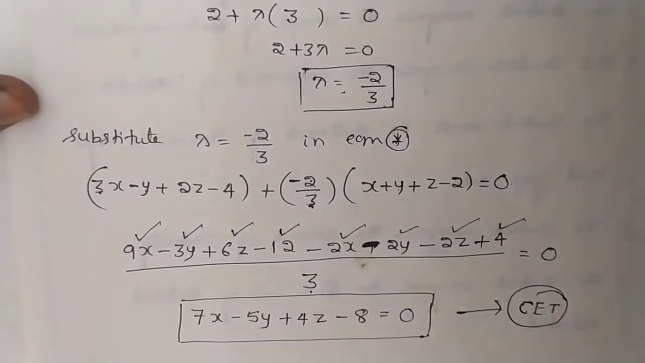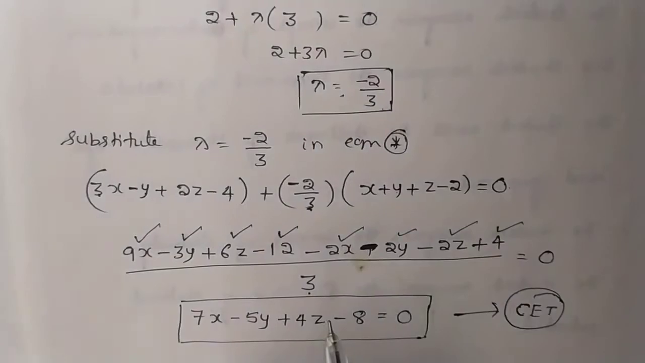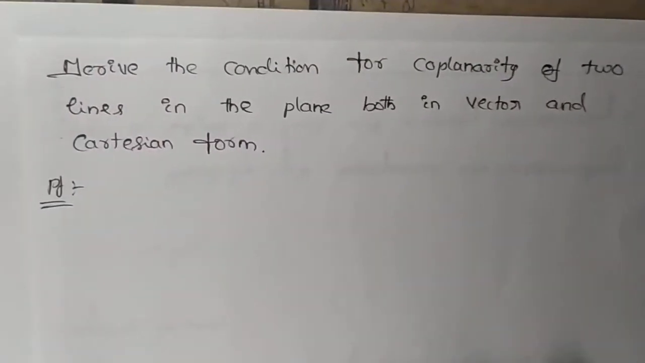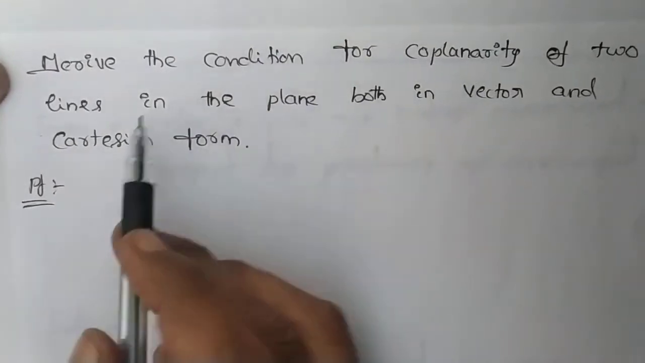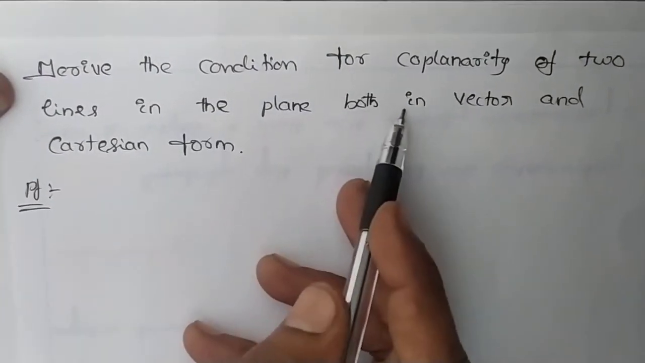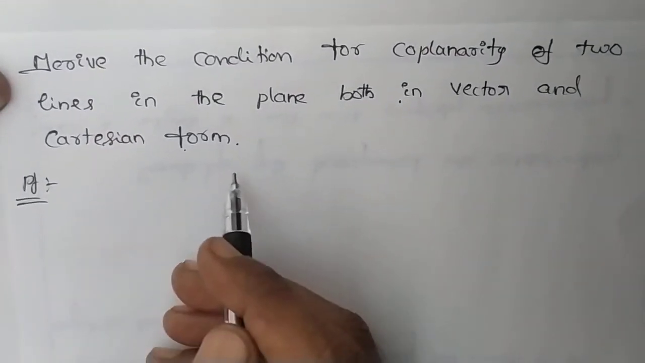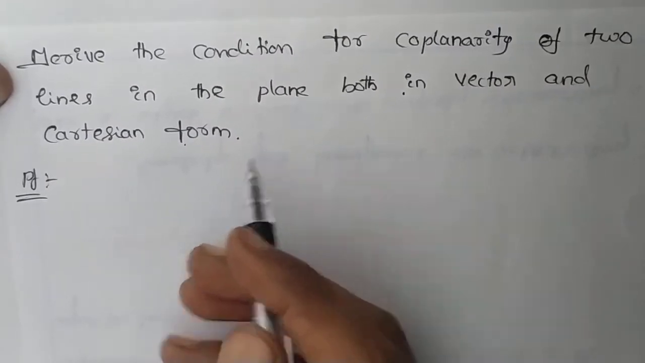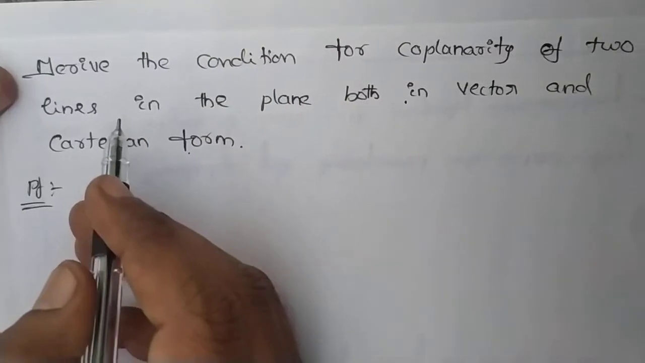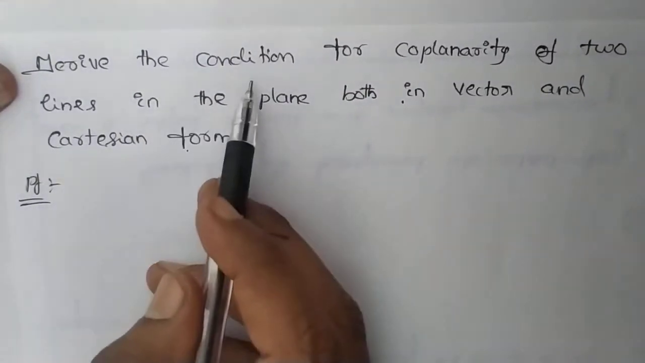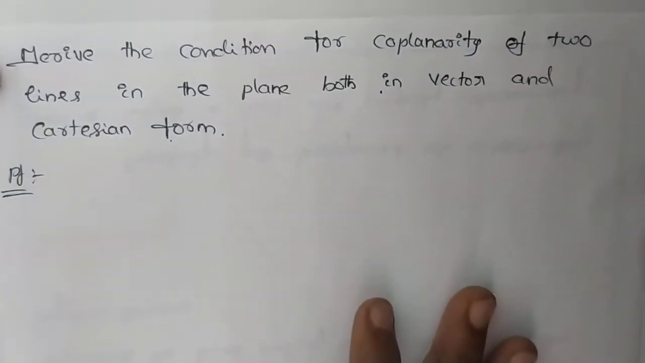Now let us move on to the next derivation. Derive the condition for the coplanarity of two lines in the plane, both in vector and Cartesian form. This derivation is not that important from your examination point of view, but whatever, I am going to derive this derivation also. We have to derive the condition for the coplanarity of two lines. Let us derive.